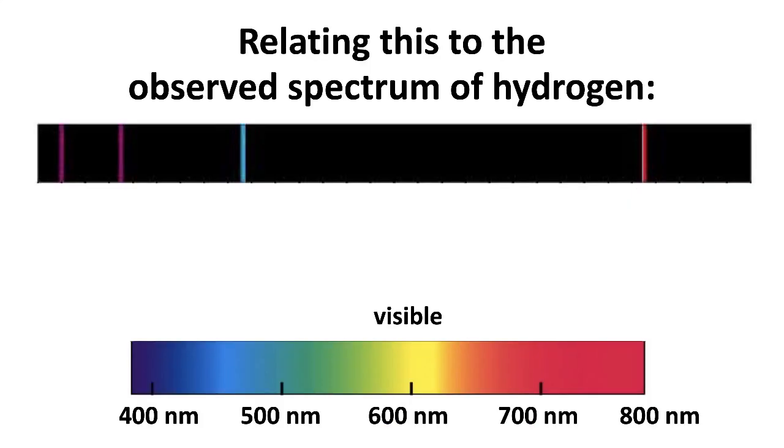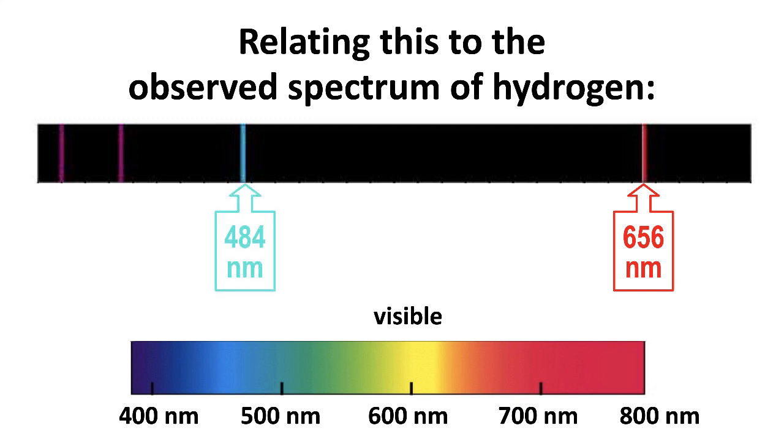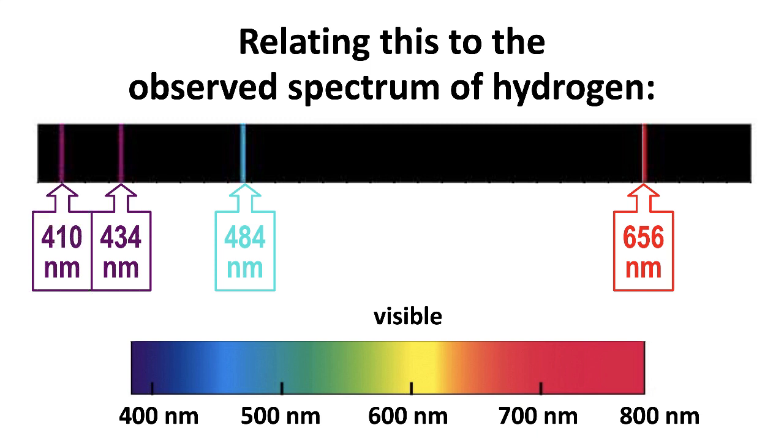If we relate this to the observed spectrum of hydrogen, that is actually the red line that we see in the visible spectrum. And then the 484 nanometer blue-green line and the 434 and 410 nanometer purple lines correspond to the 4 to 2, 5 to 2, and 6 to 2 transitions, respectively.